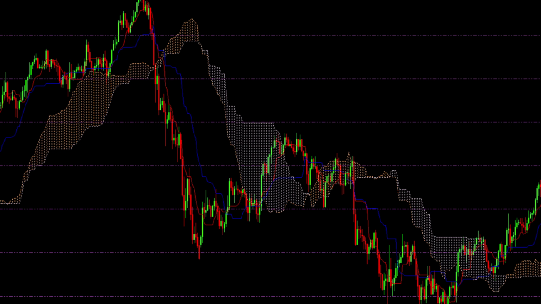1. The Tenkan line crosses Kijun from bottom to top. 2. The price chart crosses both lines in the same direction. 3. The price pushes up from the cloud formed by the Senkou lines. The price rebounded from Senkou and broke through Tenkan and Kijun from the bottom up. In this case, the indicator gives 3 signals at once, which increases the probability of concluding a profitable trade.